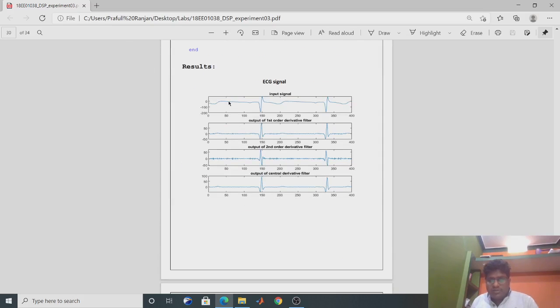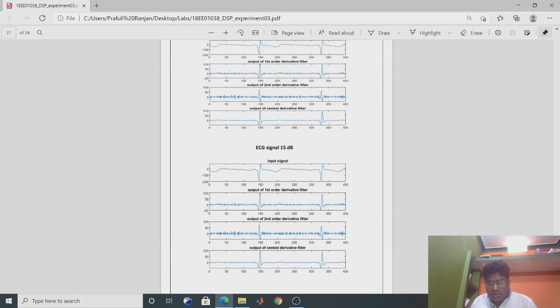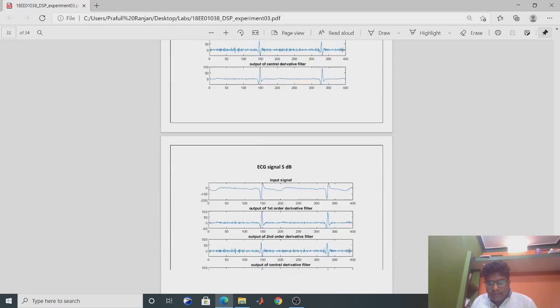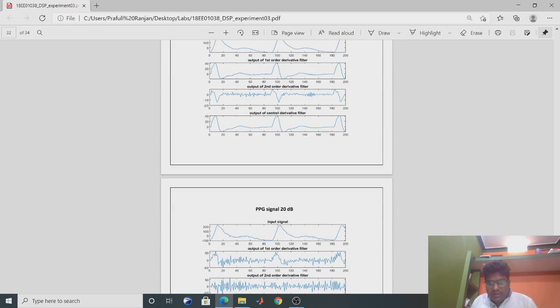So the result will come like this. This is the original signal, and this is the first order derivative output, and this is second, and this is for central. So we can see in this one it is amplifying the noises for first order, and for second order it is smoothing more, and for the third it is also reducing the noises. So this is for ECG 20 dB and this is for ECG 15 dB. Similarly I have plotted for PPG.